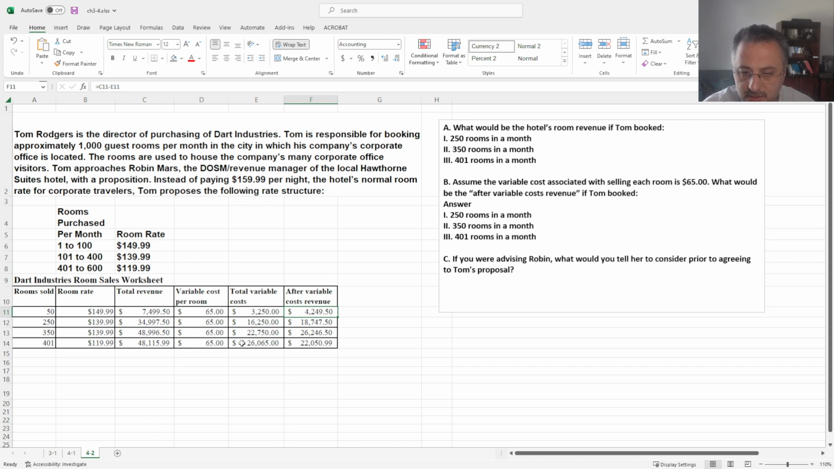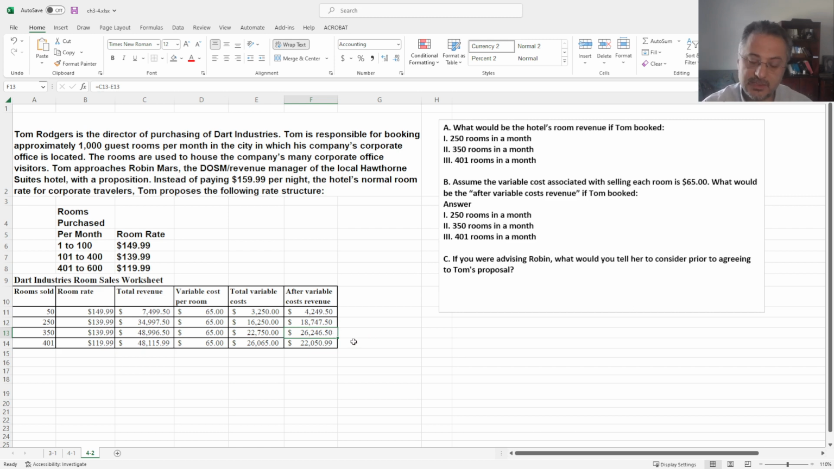If you look at here, it's interesting, right? Total revenue at 350 is actually higher than at 401. So you generate more money if you stay up to 400, because the rate drops $20 from 139 to 119. And also, if you look at the after variable cost revenue, that value actually increased almost $4,200. So that's what you have to be careful about.